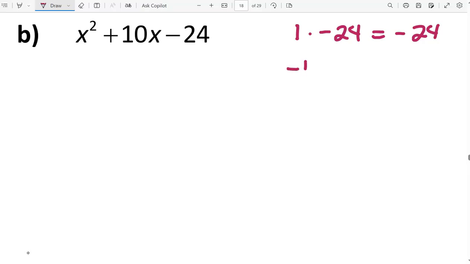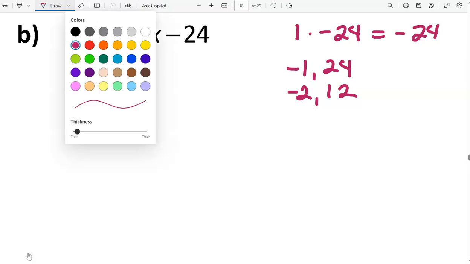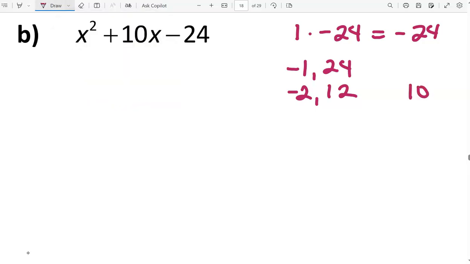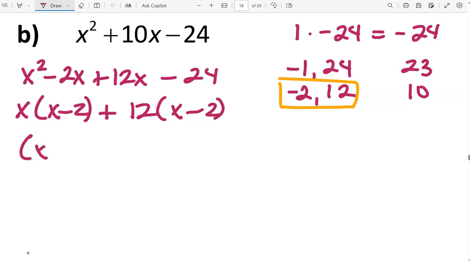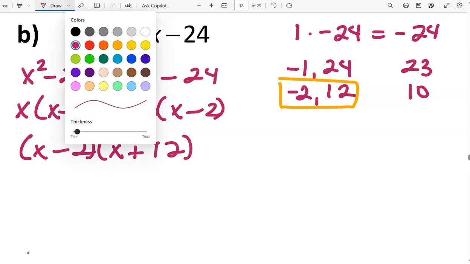So let's try negative 1 and 24 is one pair, negative 2 and positive 12, and I think we found our pair because the sum of those two is 10, while the sum of the first ones is 23. So that's the pair that we want to use. And let's factor x squared minus 2x plus 12x minus 24. And that's x times x minus 2 plus 12 times x minus 2 when we factor by grouping, giving us final factors of x minus 2 times x plus 12.